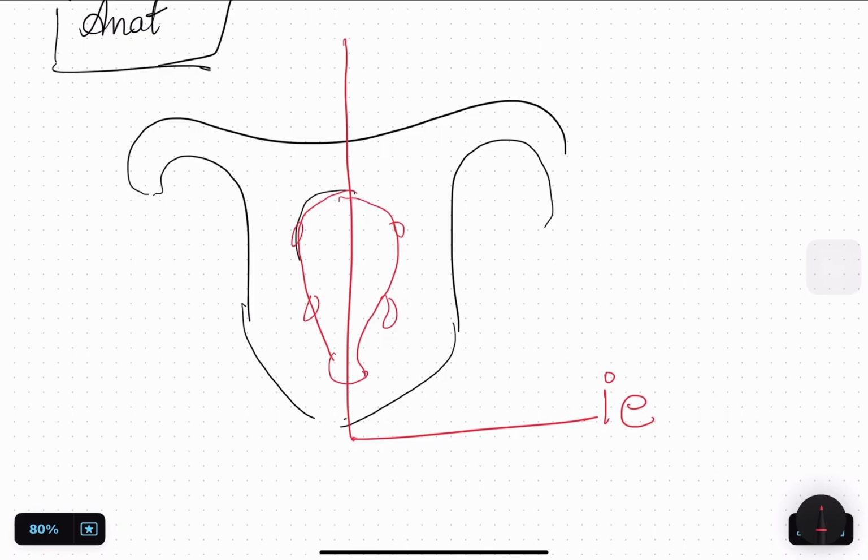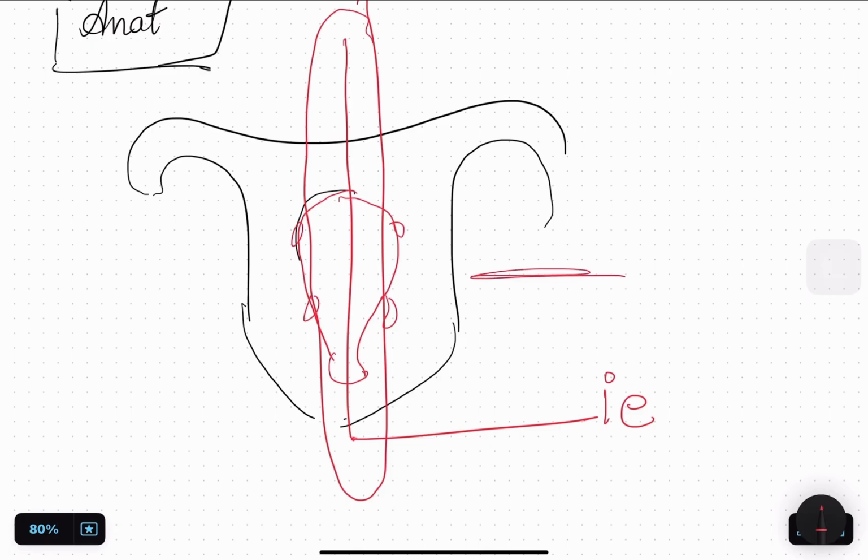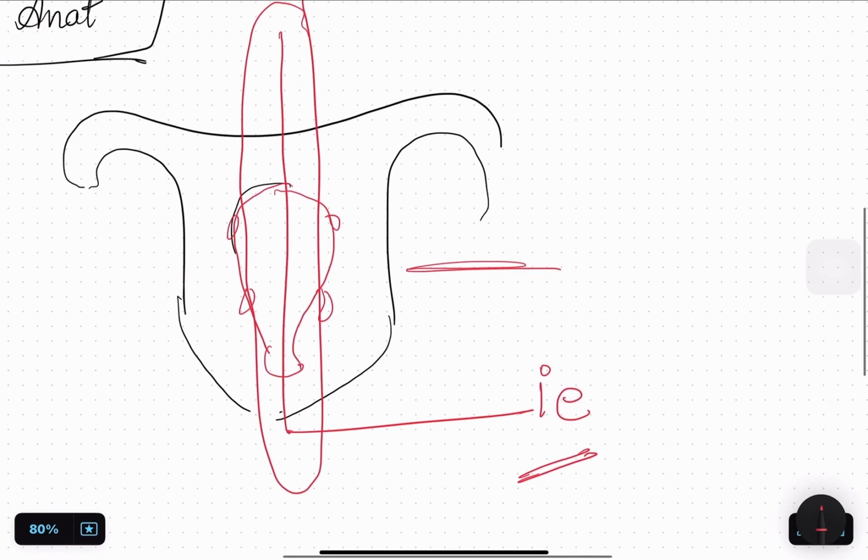What is lie? It's the relationship between the long axis of the fetus and the centralized uterus. It can be like this or even like this. Even the baby can be lying transverse. So what is the main thing? It's the relationship between the long axis of the fetus and the center of the uterus, that is, how the baby is lying with respect to a centralized uterus.